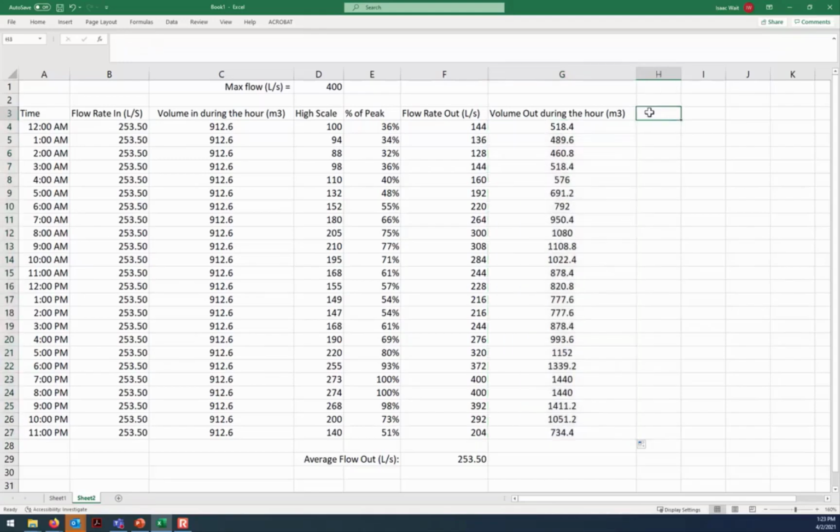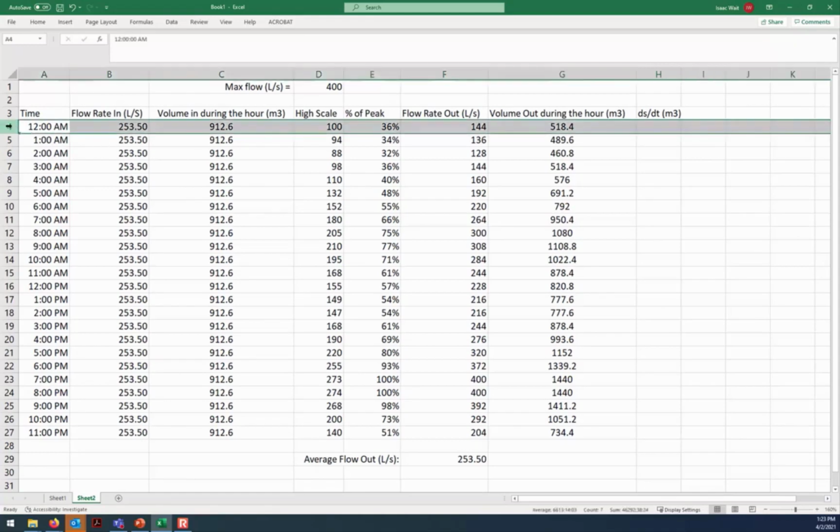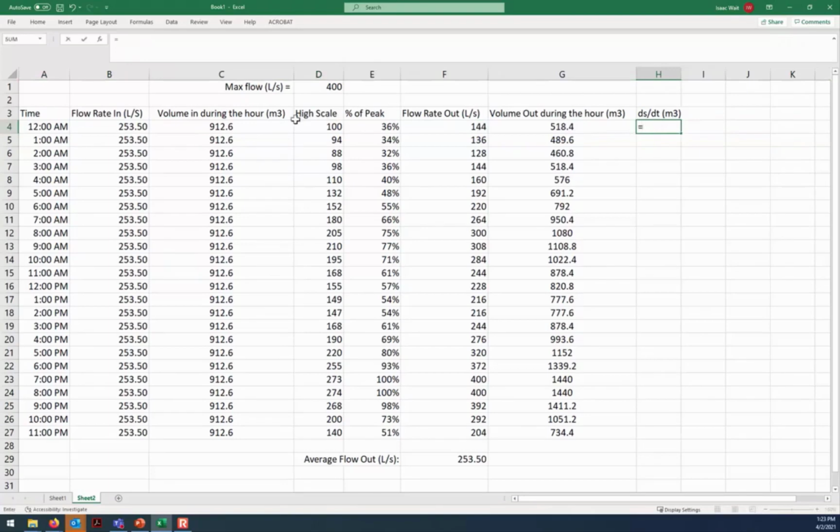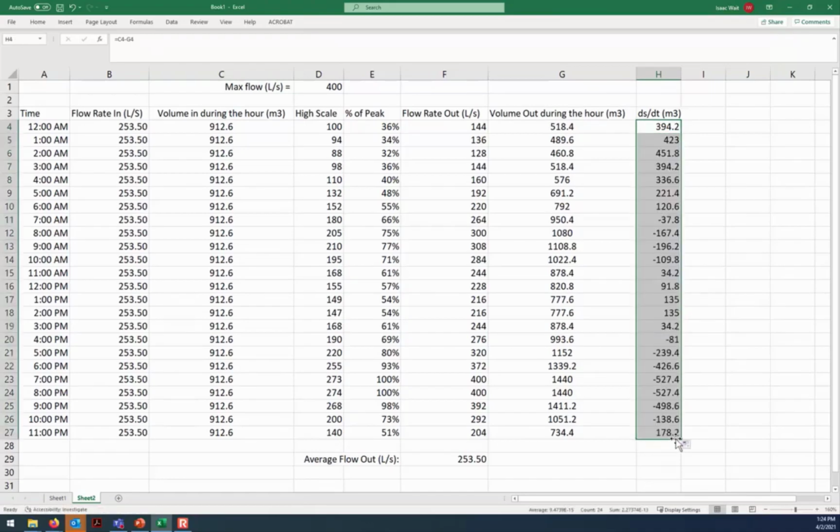And now ds dt. This is the net accumulation in the reservoir during the hour. From 12 to 1 a.m., in this row, in volume minus out volume is positive. So that means during the 12 o'clock hour, 394 cubic meters of water was stored in the tank because more came in than went out. And for each hour of the day, we can see that sometimes more water is coming in, and sometimes more water is coming out.